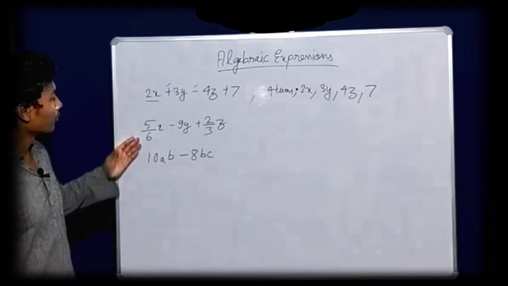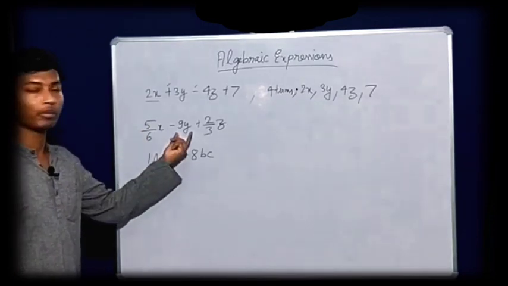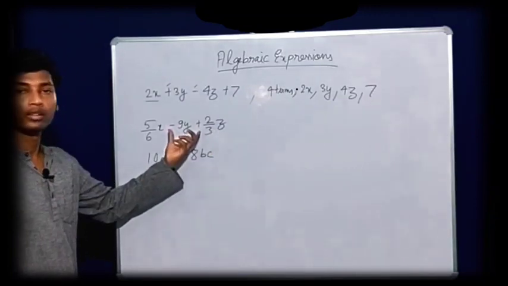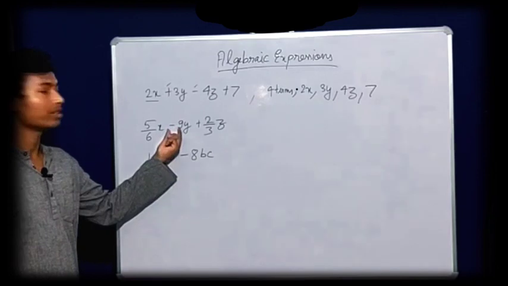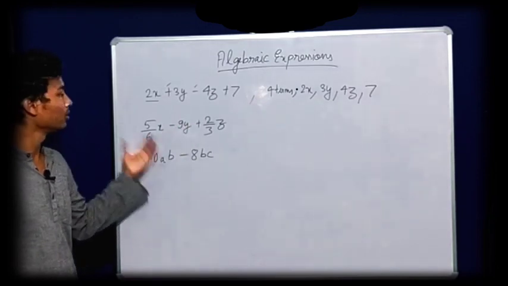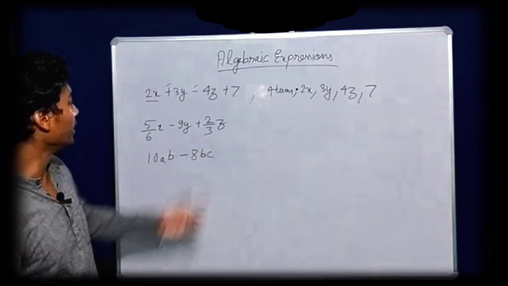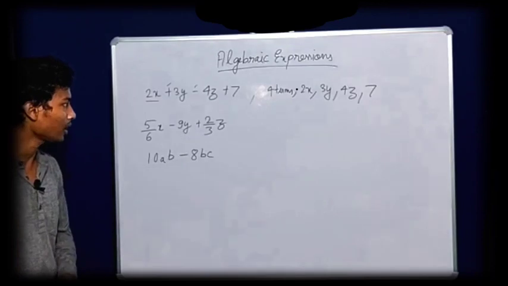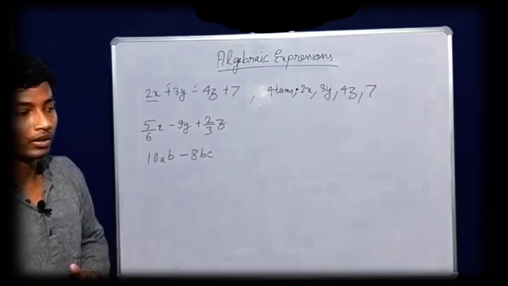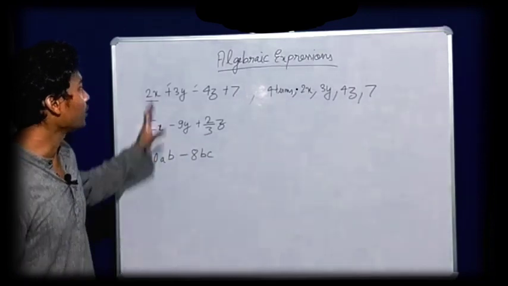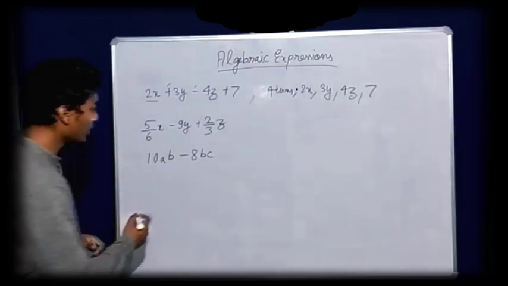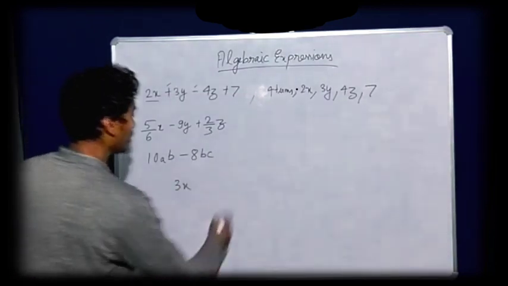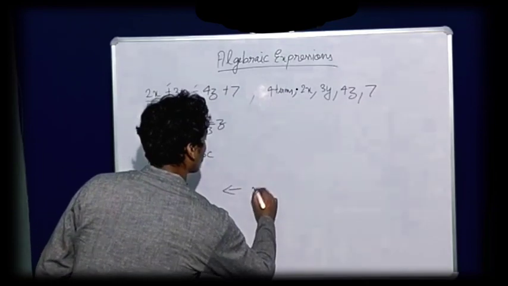Similarly here 5 by 6x is one term, then 9y is another term, 2 by 3z is another term. Now they are connected with the help of the operations of addition and subtraction, right? So this algebraic expression has 3 terms. This algebraic expression has 2 terms. Now based on the number of terms, there are certain special names assigned to the algebraic expressions. So if there is only one term, let's say 3x, and there is only one term, so it will be termed as a monomial.